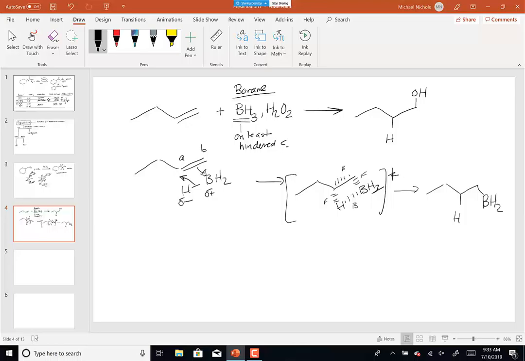Now, what's critical about this then is that this hydrogen and this boron are going to be cis. They will have added 100% cis.